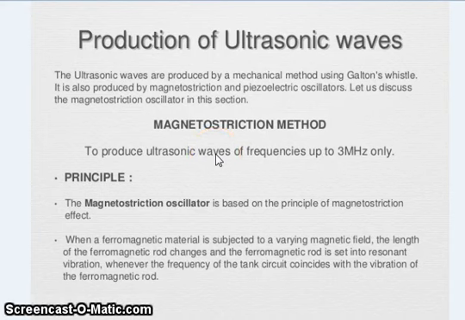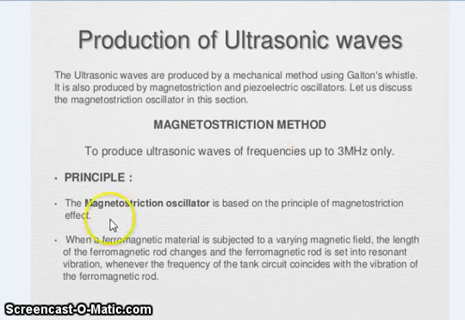Okay, now, how are ultrasonic waves produced? The ultrasonic waves are produced by a mechanical method called Galton's whistle. They are also produced by magnetostriction and piezoelectric oscillators. Right, let us discuss the magnetostriction oscillator in this section. So what is the magnetostriction method? The magnetostriction method is for producing ultrasonic waves of frequency up to 3 megahertz only.